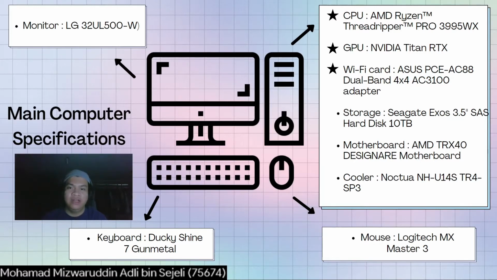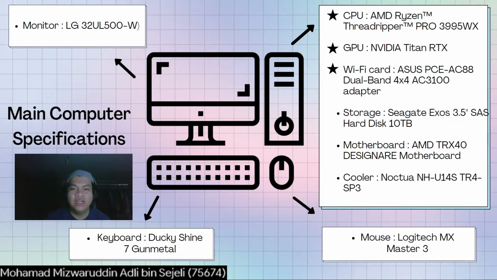Now is the Wi-Fi card, the Asus PCIe dual band adapter. It has dual band with speeds up to 2100 Mbps on the 5 GHz band. With this feature, our internet connection will be fast and reliable. For storage, we will use 3 10TB SAS hard disks from Seagate because the computer will be used to store COVID patient information in all of Sarawak.